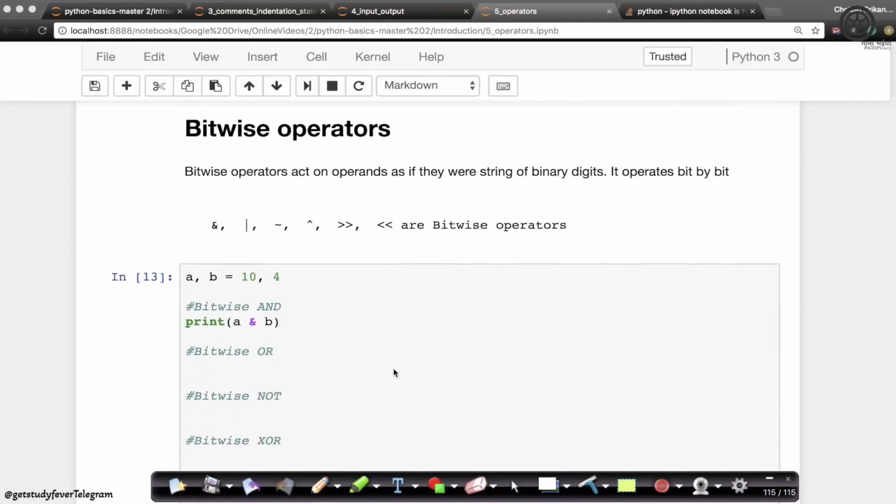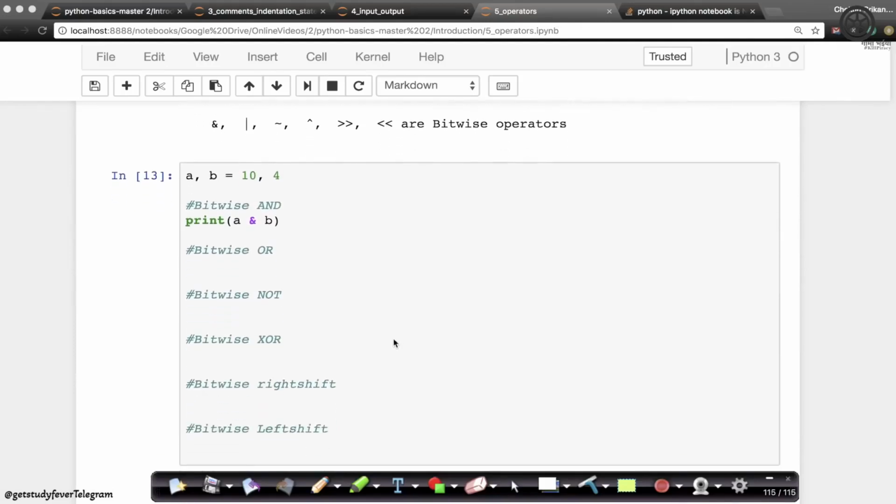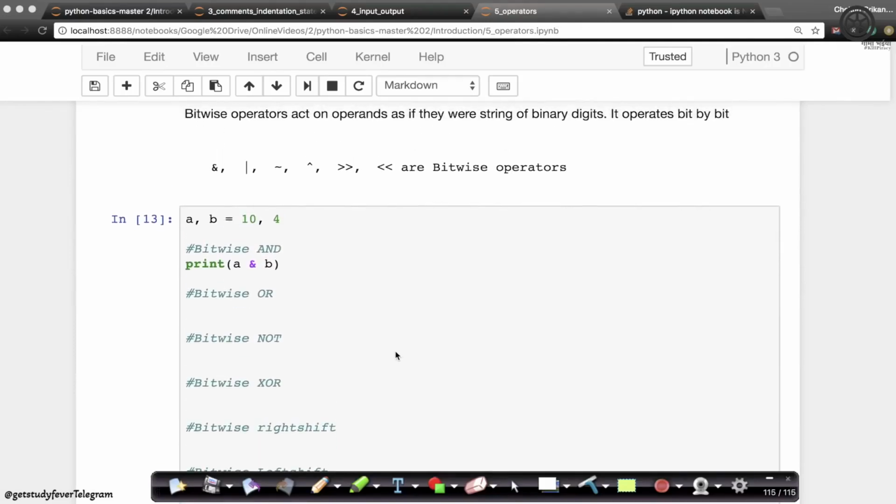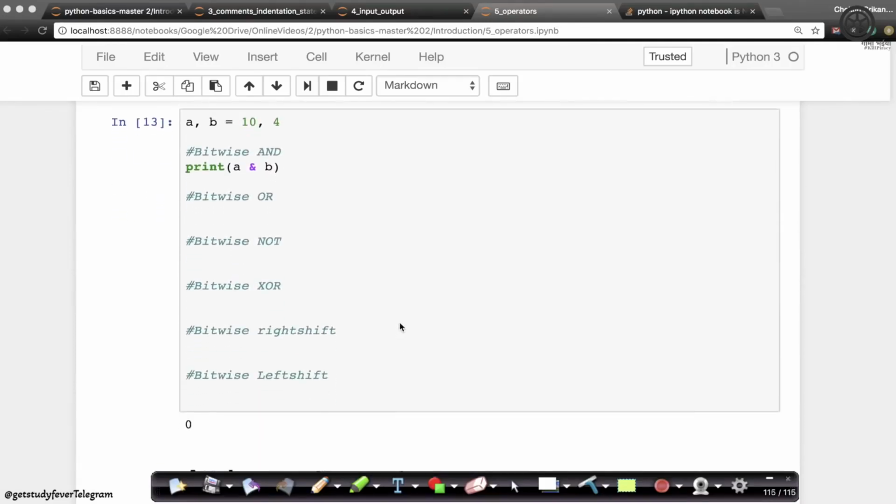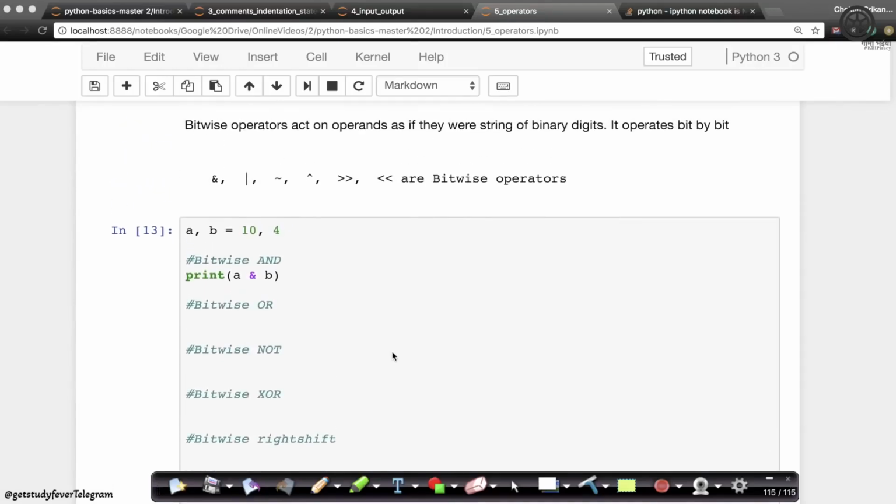Next comes a very interesting topic called bitwise operators. These are a little tricky. Only computer science folks typically understand what these bitwise operators are, but they're very straightforward. Let's go and understand. So a equals 10, b equals 4. How is 10 represented in binary representation? 10 is basically 2 power 3 plus 2 power 1, right? So this is 8 and this is 2, so that's 10.